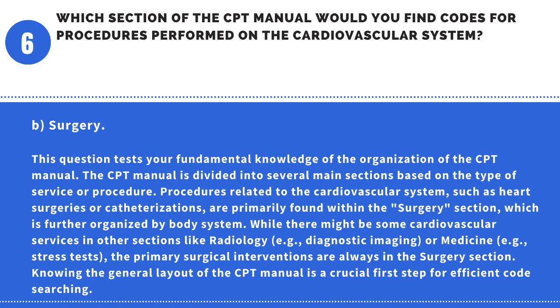The CPT manual is divided into several main sections based on the type of service or procedure. Procedures related to the cardiovascular system, such as heart surgeries or catheterizations, are primarily found within the surgery section, which is further organized by body system. While there might be some cardiovascular services in other sections like radiology, e.g., diagnostic imaging, or medicine, e.g., stress tests, the primary surgical interventions are always in the surgery section. Knowing the general layout of the CPT manual is a crucial first step for efficient code searching.